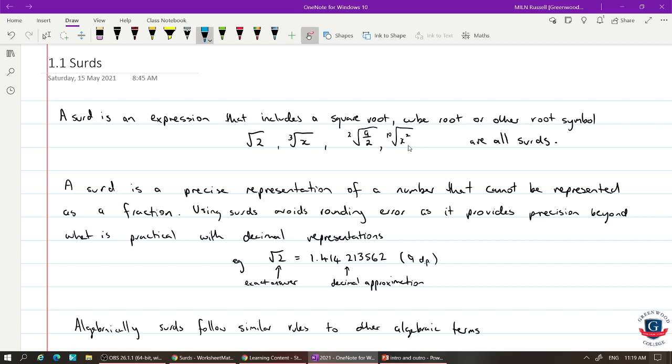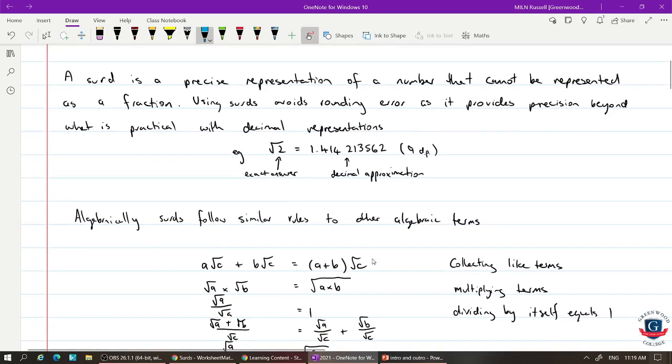More specifically, we say that a surd is a precise representation of a number that can't be written as a fraction. It's an irrational number. If we use a surd, it gives us a precise, exact answer, as opposed to a decimal representation. If we use a decimal representation, we tend to introduce rounding errors.